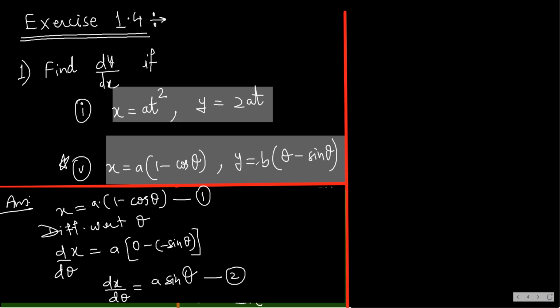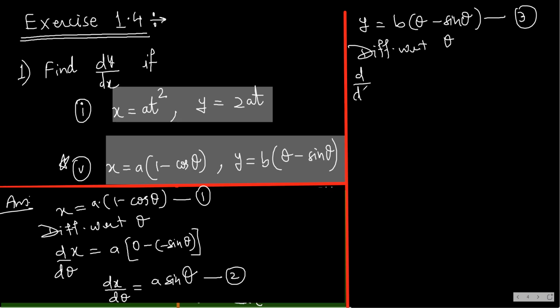Then you go for the next one. You have got dx by d theta. Now your aim is to get dy by d theta. So y equals b into theta minus sin theta. This is equation number 3. I write differentiating with respect to theta. So d by d theta of y is b, a constant, out, times d by d theta of theta, which is 1, minus d by d theta of sin theta, which is cos theta. This is equation number 4.